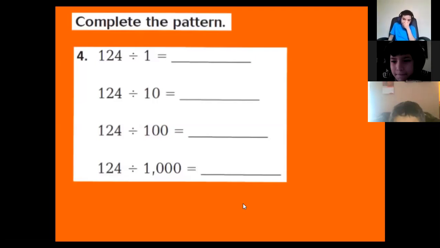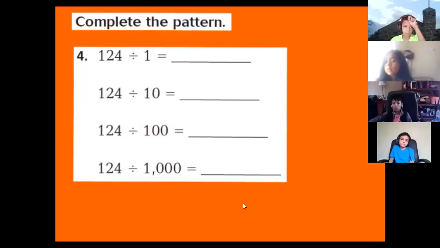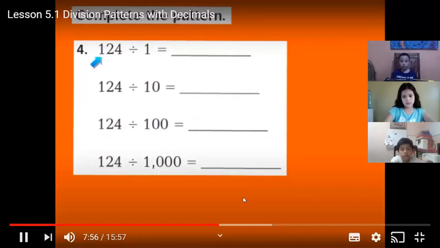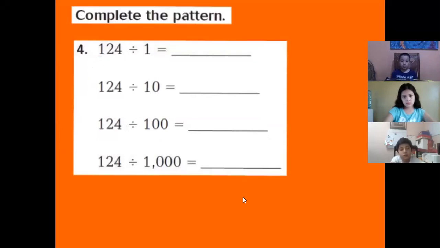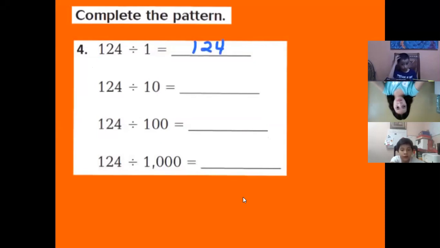With the first part of our pattern, it says 124 divided by 1. Well, I know that if I divide 124 by 1, I'm still going to get 124. So I'm going to go ahead and write down the number 124. And what I also know is I don't have to move the decimal because there are no zeros behind the 1. So if there are no zeros, my decimal point stays in the same place. So once again, 124 divided by 1 is still going to be 124.